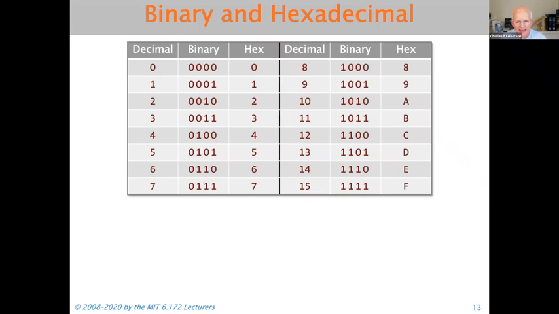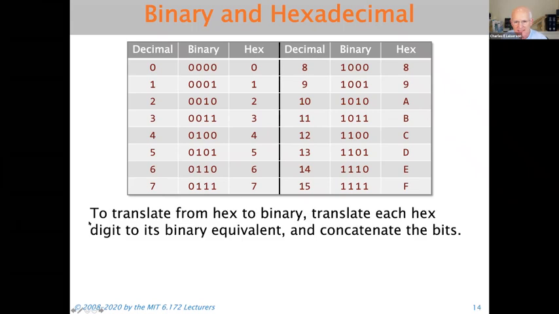Now, the reason we like hex is it's very easy to translate between hex and binary. It's an algorithm. That's why we like it. It's easy to do because, as you know, translating between binary and decimal is a little bit tricky, and you can't just do it in your head. What's great is, to go from hex to binary, you translate each hex digit to its binary equivalent and concatenate the bits.